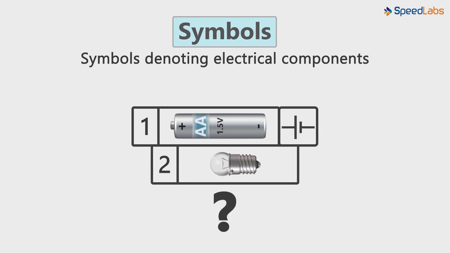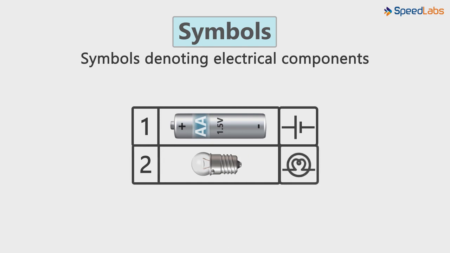What symbol is used to represent the bulb? This is the symbol which we use to represent any light bulb. W written upside down with a circle over it. Simple to draw it, right?